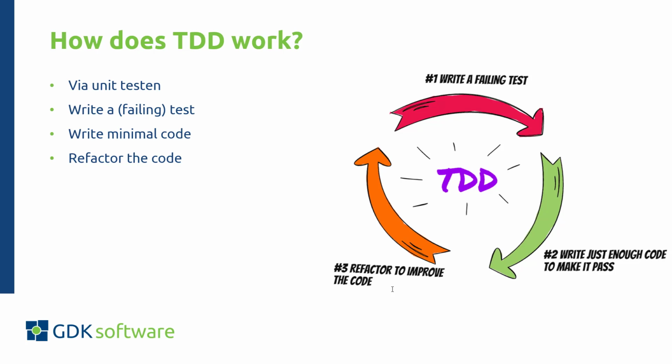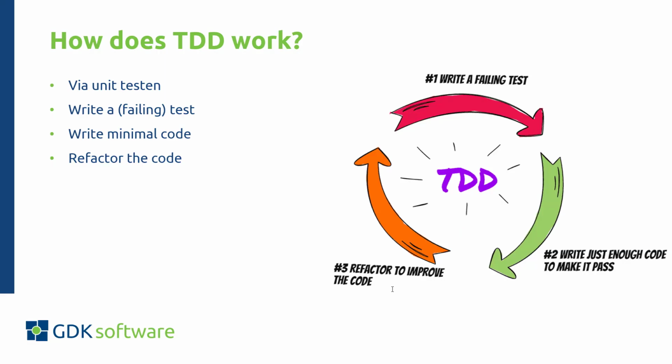So how does it work practically? Of course, via unit testing. You start with writing a failing test. You write the minimal code to get the test passing, and then eventually you refactor the code if you want. And that's nice, because then you have a working test. So if you refactor, you immediately see if the code works or not.